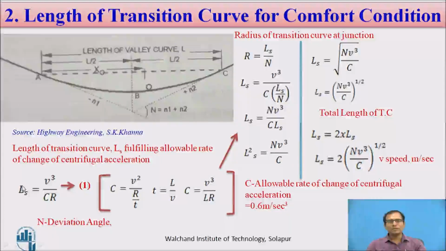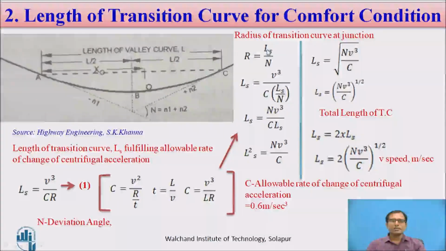So Ls, that is the length of the transition curve, to have the centrifugal acceleration we know that V cube upon CR, where C equal to V square upon R divided by T. T is the time to travel the entire length of the transition, that is given by the length of the transition divided by the speed. So put the T value over here. The equation will become C equal to V cube upon LR, or Ls equal to V cube upon CR. So this is the equation.